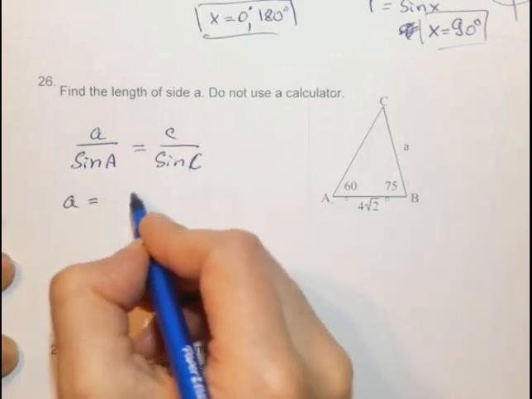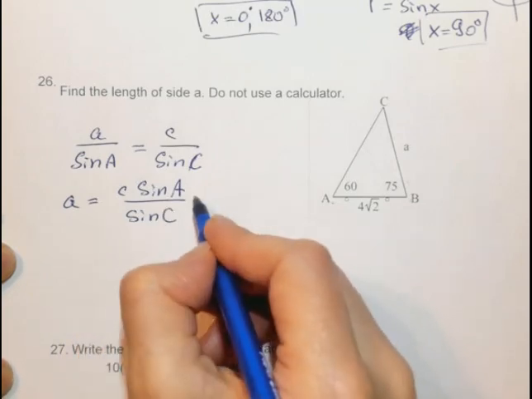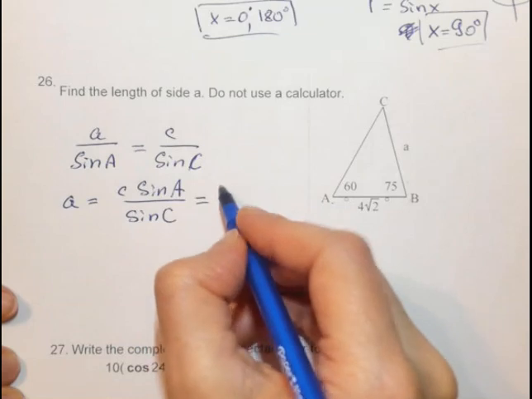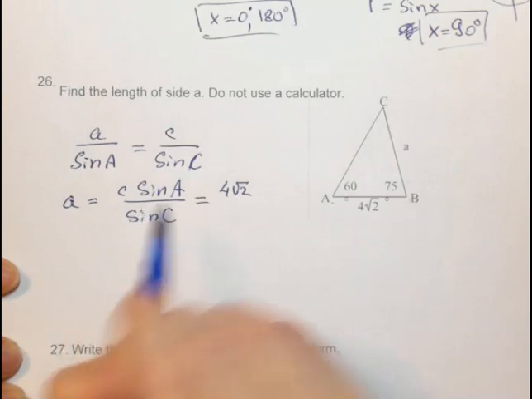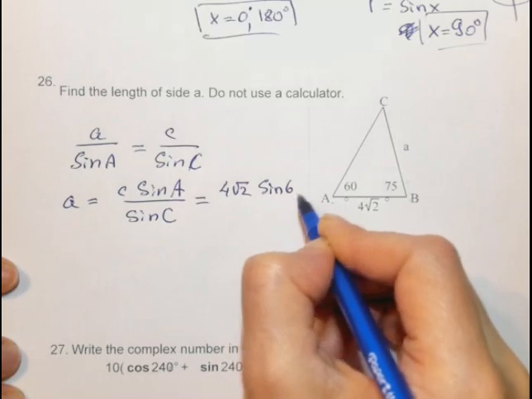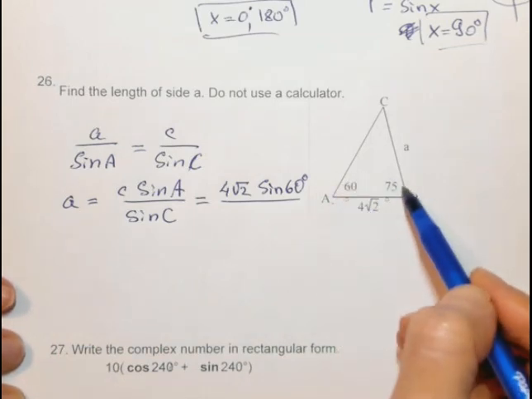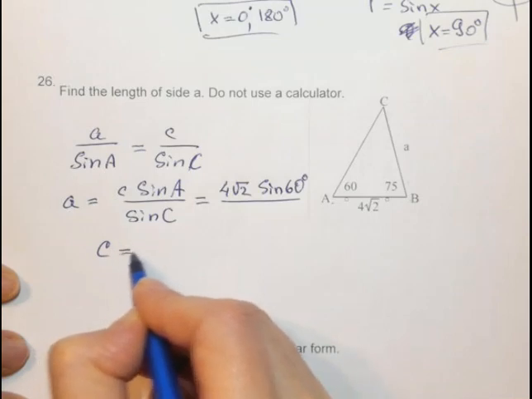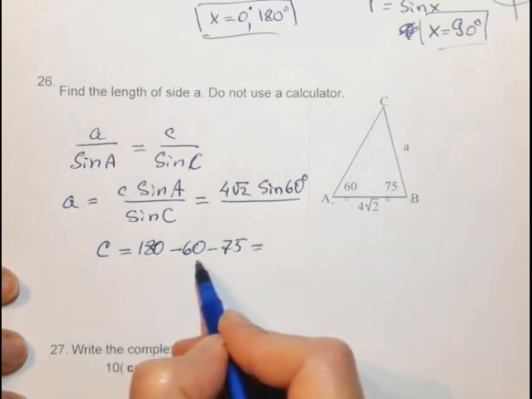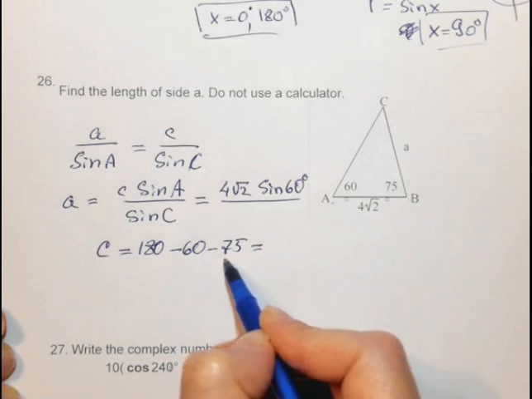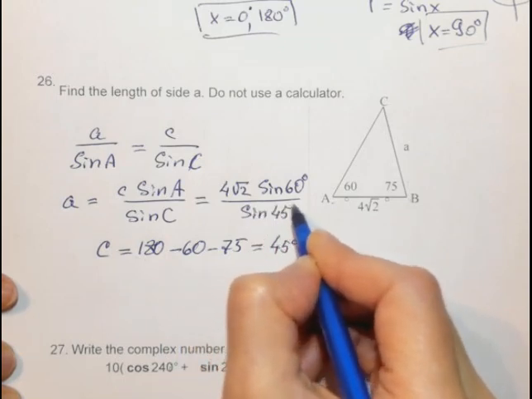So side A is equal to C times sine of A divided by sine of C, and let us substitute the numbers that are given in the problem. C is 4 square root of 2, sine of A is sine of 60 degrees, and sine of C. So when we are given two angles, it means that we know the third one. C is 180 minus 60 minus 75. 180 minus 60 is 120. 120 minus 75 will be 45 degrees. So divided by sine of 45 degrees.